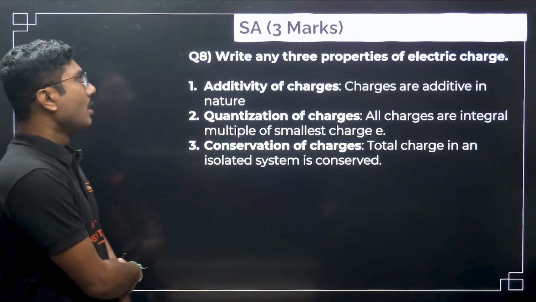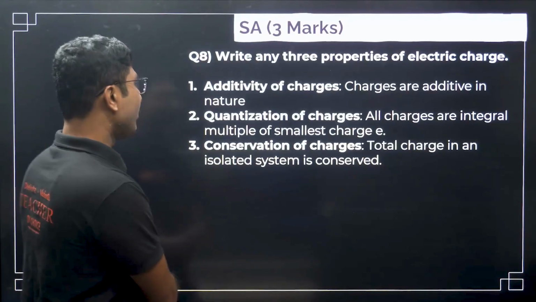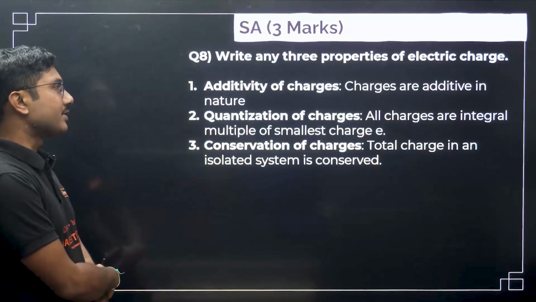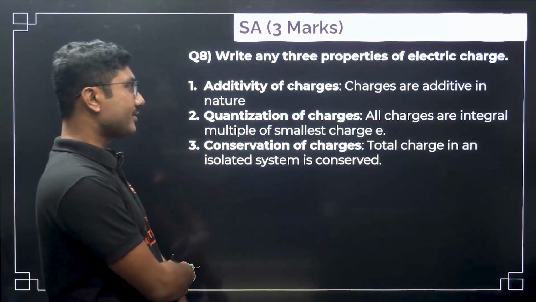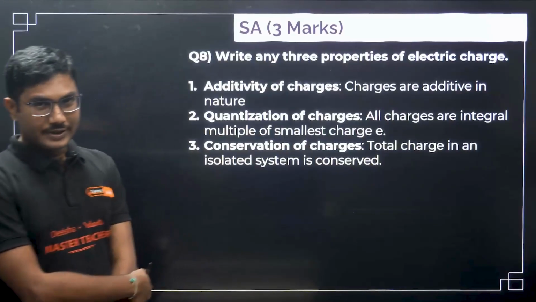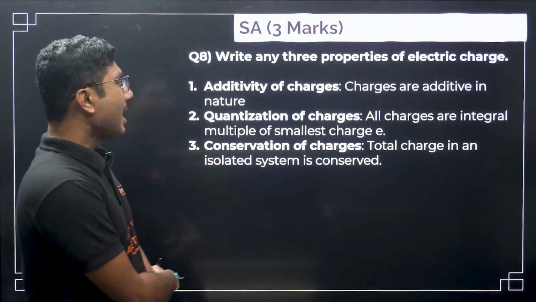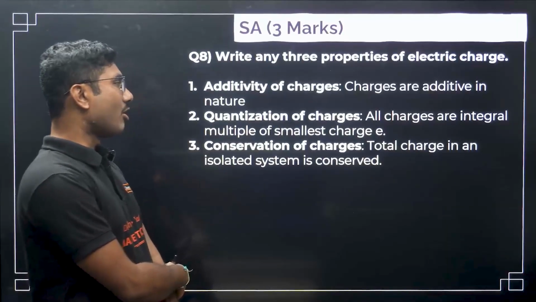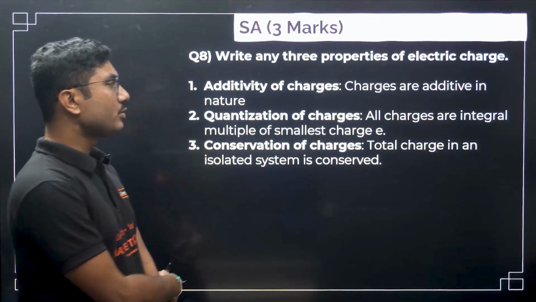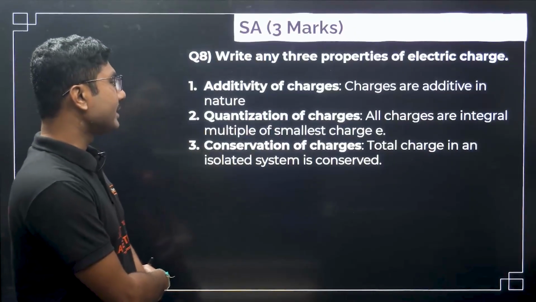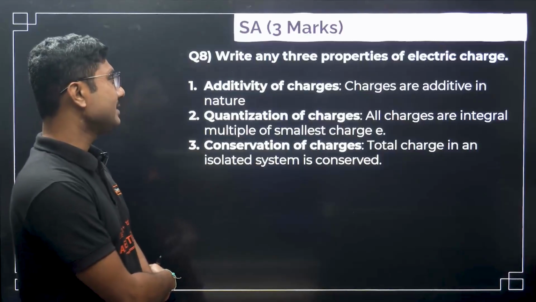Now write any 3 properties of electric charge. So we have to find the properties of electric charge. What are the properties? Very easy question. Additivity of charges. Charges are additive in nature. Quantization of charges. All charges are integer multiples of the smallest charge, small e. Conservation of charges. Total charge in an isolated system is conserved.